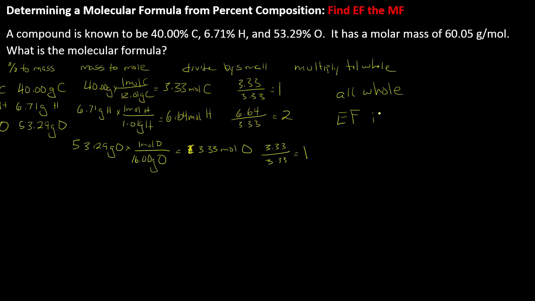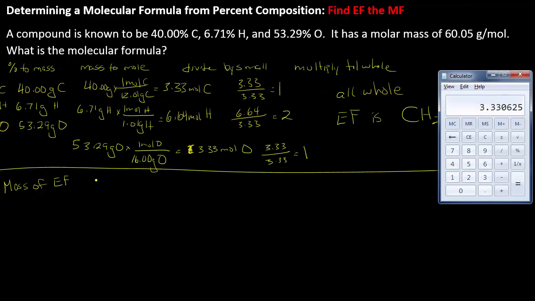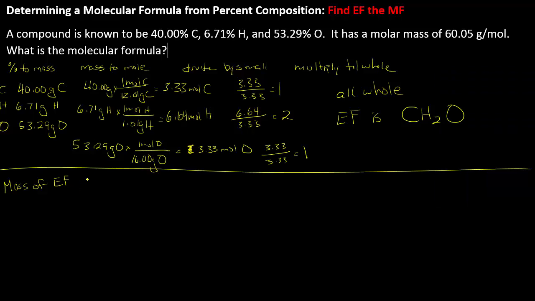A multiply till whole step, if you needed it, you would see a very common decimal, so something like a 0.5 or a 0.25 or a 0.33. You never use a multiply till whole step if you have, like, 0.98s and 0.99s, that type of thing. Okay, so I have the empirical formula as CH2O.